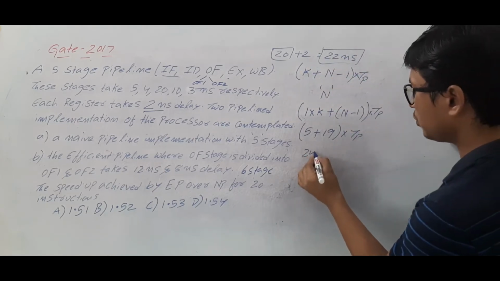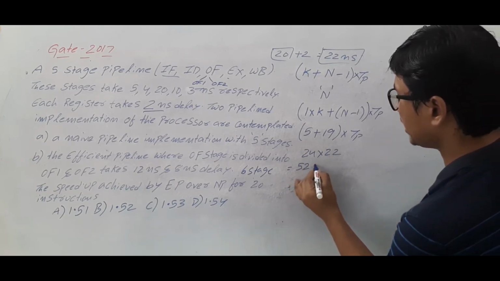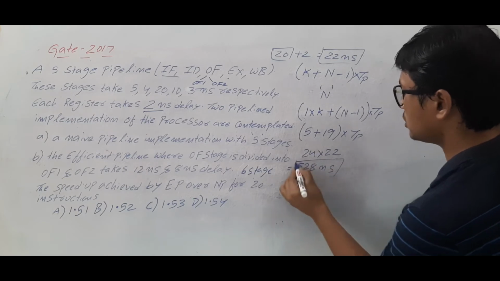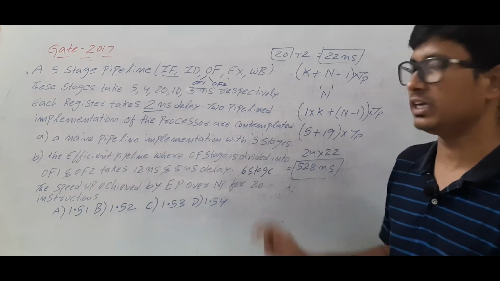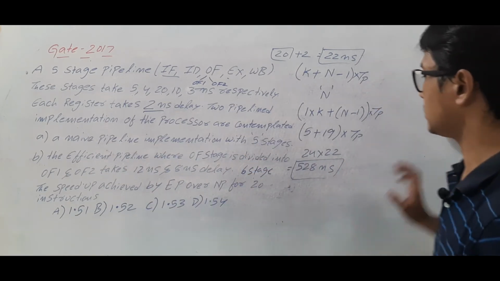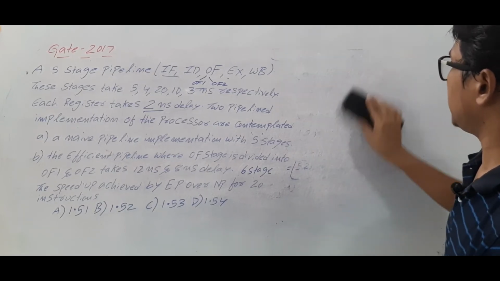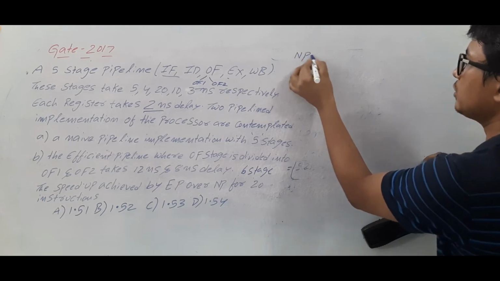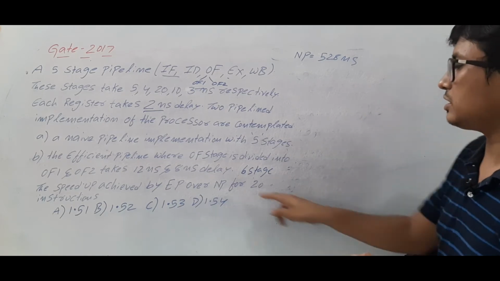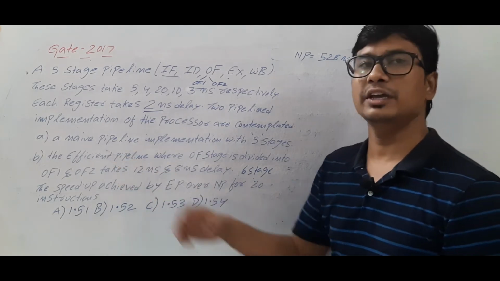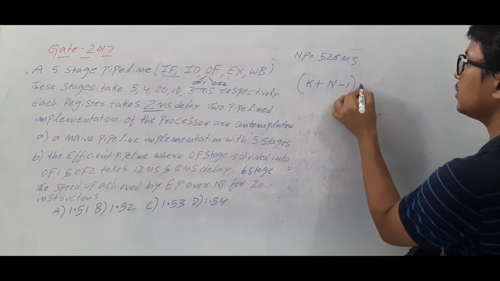So 24 into 22. If you multiply, you will get 528 nanoseconds. So if you implement 20 instructions using the naive pipeline with 5 stages, we got 528 nanoseconds. So we will write it in here. Using the naive pipeline, I got 528 nanoseconds. Now what do I have to do? I have to execute these 20 instructions using the efficient pipeline. Same one, k plus n minus 1 into Tp.